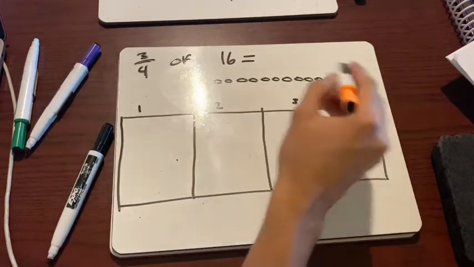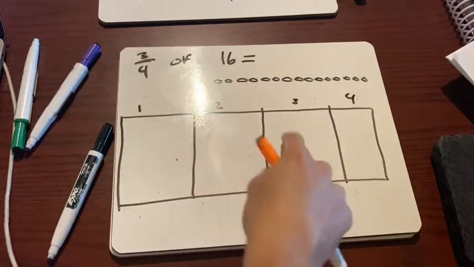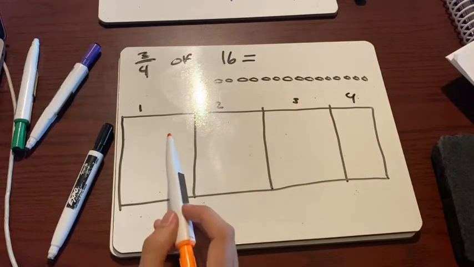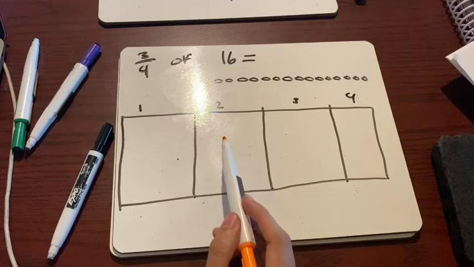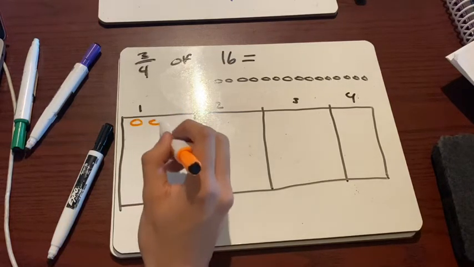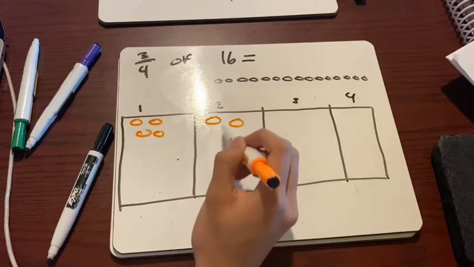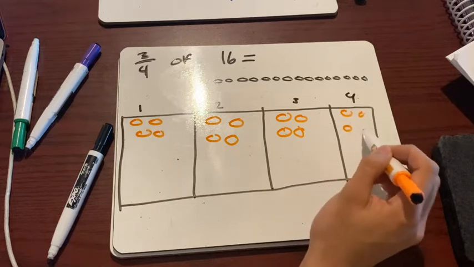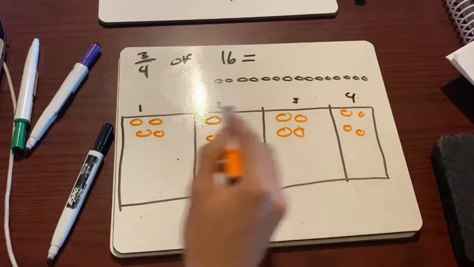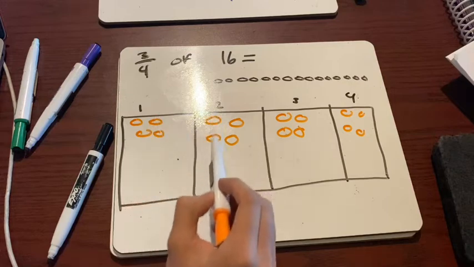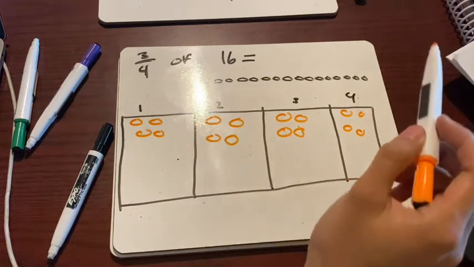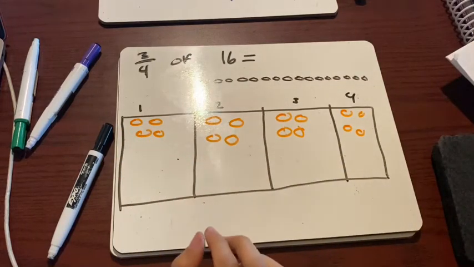And then I have 16. I have 4 boxes. How many is going to have to go in each box so that they're each equal? Exactly, 4. 1, 2, 3, 4 in each box. And did I use up all of them? I did. 1, 2, 3, 4, 5, 6, 7, 8, 9, 10, 11, 12, 13, 14, 15, 16. All of them got used up. And I have it set up now.